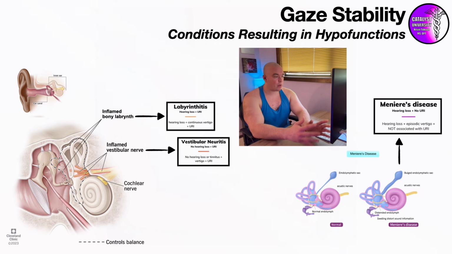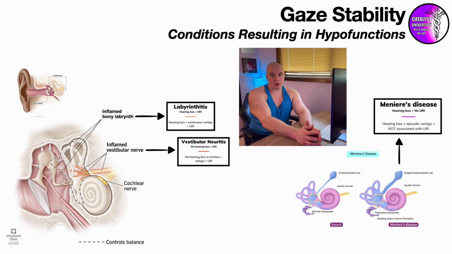Now, if somebody comes in and presents with a positive head thrust test, that is a hypofunction, sometimes referred to as a peripheral vestibular deficit. And I want to briefly talk about some of the common conditions that can result in a hypofunction. So let's say you have somebody that comes in with a positive head thrust test, and they recently had an upper respiratory infection that preceded the dizziness.